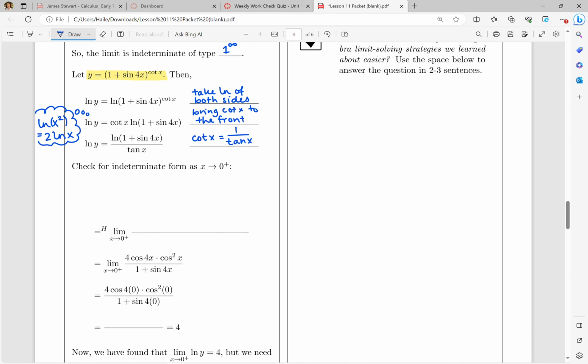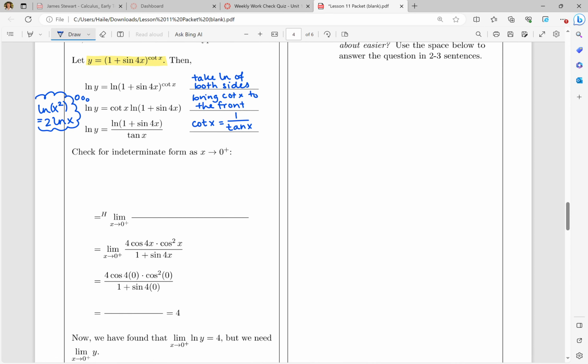But for those of you that want to move on right away, check for indeterminate form as x approaches 0 from the right. We're going to take this entire expression and plug in 0 and see what happens. So we have the ln of 1 plus sine of 4 times 0 over tangent of 0. Let's see what this evaluates to. We have ln of 1 plus 0, which is 1, over tangent of 0, which is 0. So sure enough, this is 0 over 0, and we can use L'Hopital's rule.